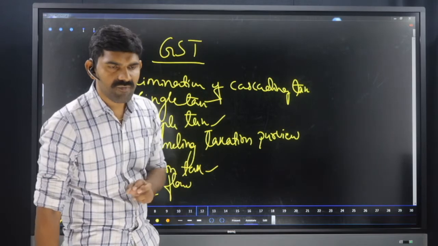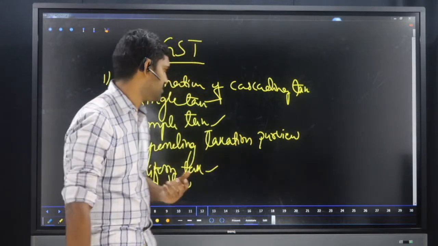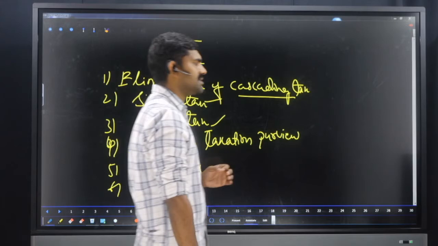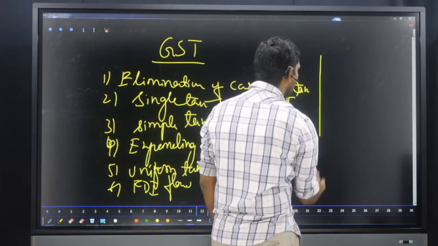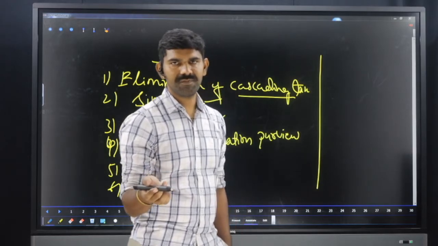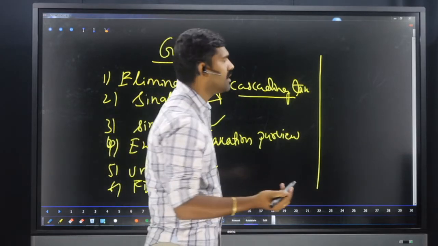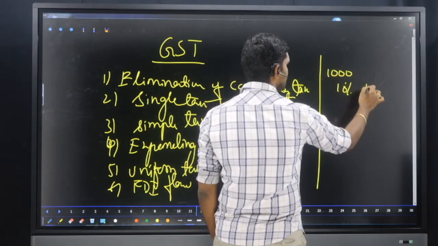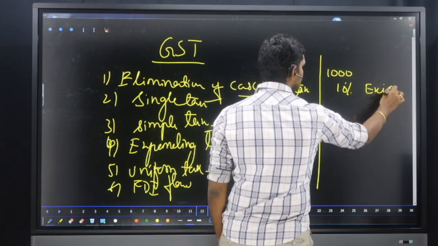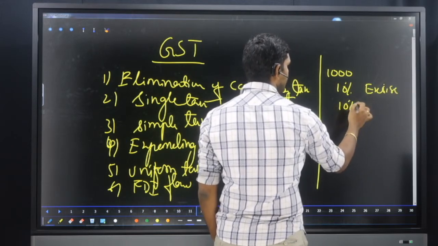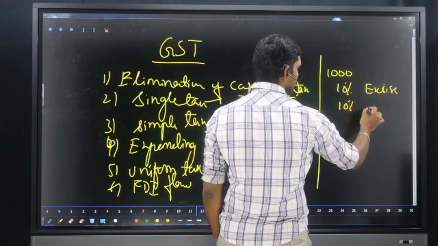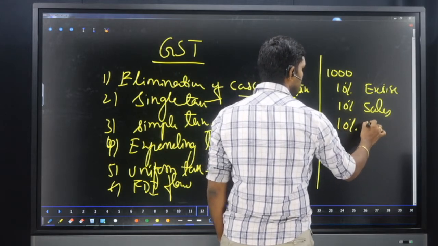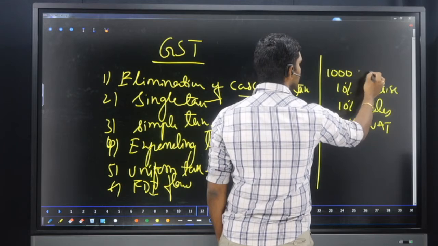Okay, one more important thing is something called the cascading effect. What is a cascading tax? Let's see an example. Earlier we had different taxes: excise duty, customs duty, sales tax, VAT. For example, take 1000 rupees worth of items. Let us say there is 10% excise, 10% sales tax, and 10% VAT. Means the total tax is how much? 30%.